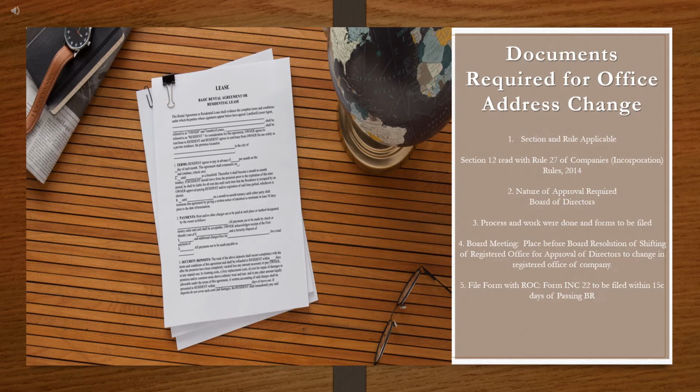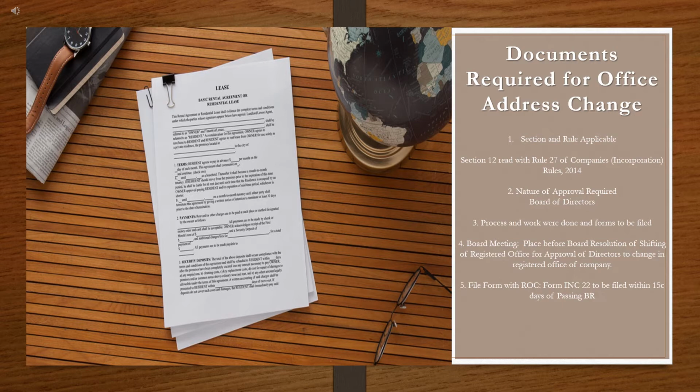Board meeting: place before the board a resolution for shifting of the registered office, for approval of the directors to change the registered office of the company. Fix the date and time for the EGM and place the draft notice for the same. Hold the EGM and pass a special resolution for change in registered office. File an application with the ROC at least 21 days before filing any application with the Regional Director.